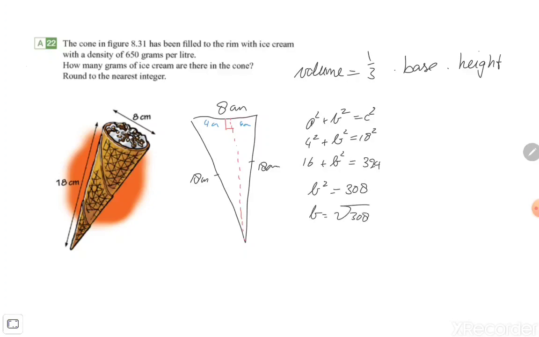And because we still need to go on with that square root, we can leave it as the square root of 308. Because we're going to fill in there, the height, the square root of 308. So the volume is 1/3 times the base, and the base is a circle, so pi times the radius to the second power, so 4 to the second power, and then multiplied with the square root of 308.